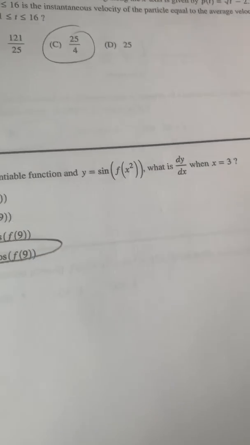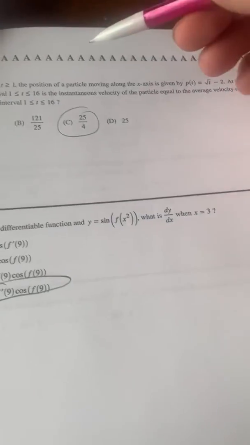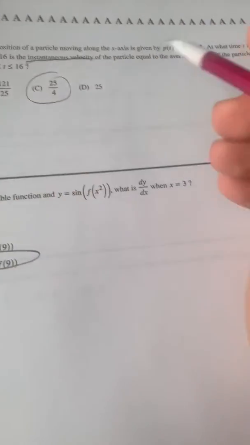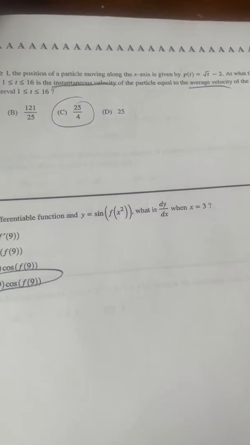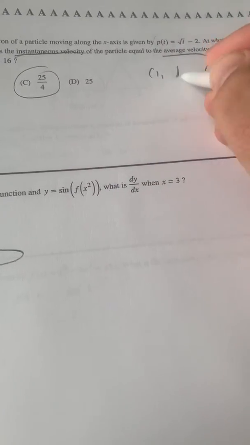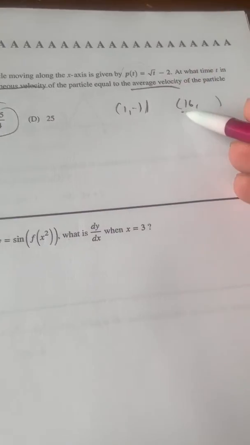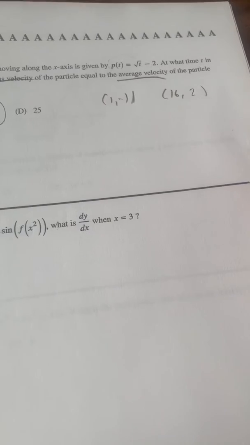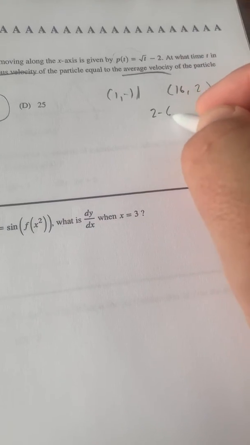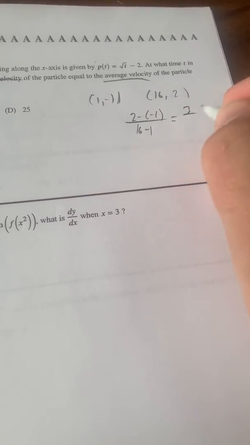13 says the position of a particle is moving along the x-axis with this function right here. It says at what time t in the interval is the instantaneous velocity, that is derivative, equal to the average velocity, that is algebra 1 slope. So I'm going to find that average velocity first. We're on 1 to 16, so I need a point at 1 and a point at 16. If I plug a 1 in, square root of 1 is 1, minus 2 is negative 1. If I plug a 16 in, I get 4 minus 2 is 2. So I got 2 minus negative 1 on top over 16 minus 1, which would give me 3/15.